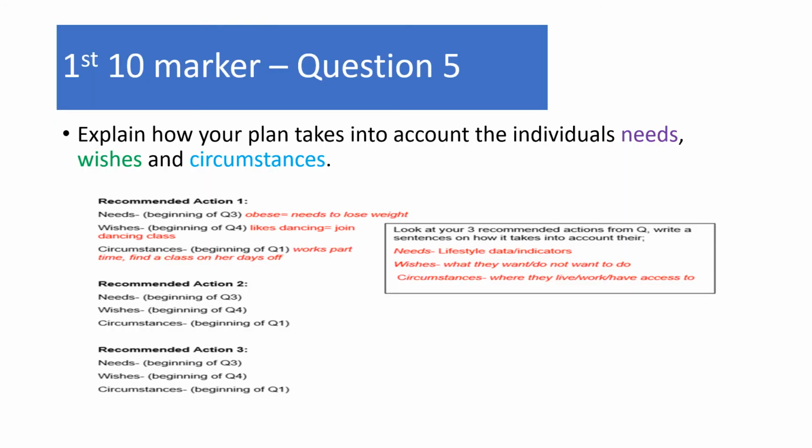So we move to the harder questions, as I like to think they are. There, you've got the first 10 marker, question 5, and it asks you how your plan takes into account the individual's needs, wishes and circumstances. So you need to really break this down into 3, and each time you are repeating yourself. So you need to think about the needs of your individual. So a need of one individual that perhaps you have in front of you is that they could need to lose weight. They're obese and they need to lose weight.